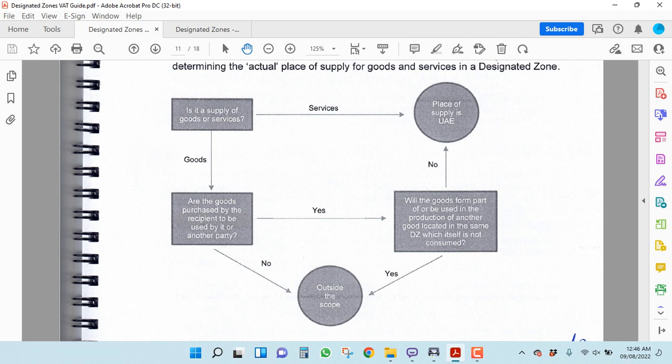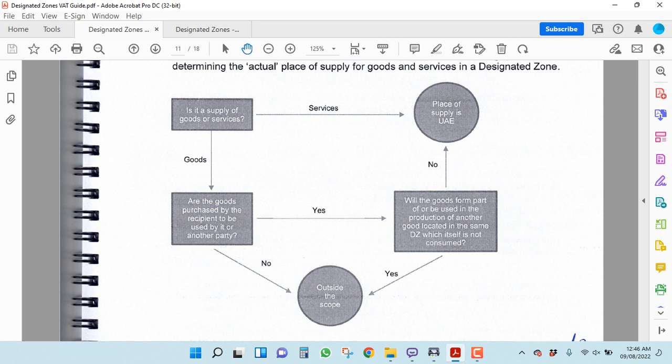Now for goods, are the goods purchased by the recipient to be used by it or another party? Yes. Will the goods form part of or be used in the production of another goods located in the same DZ, which itself is not consumed? Yes. Then outside the scope.